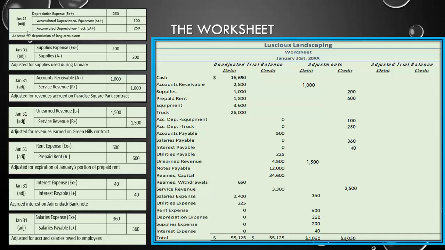Our unadjusted trial balance balanced out. We would have moved on if it didn't. And now we know that our adjustments balance out as well, which means we can go on to make the adjusted trial balance section of this worksheet.